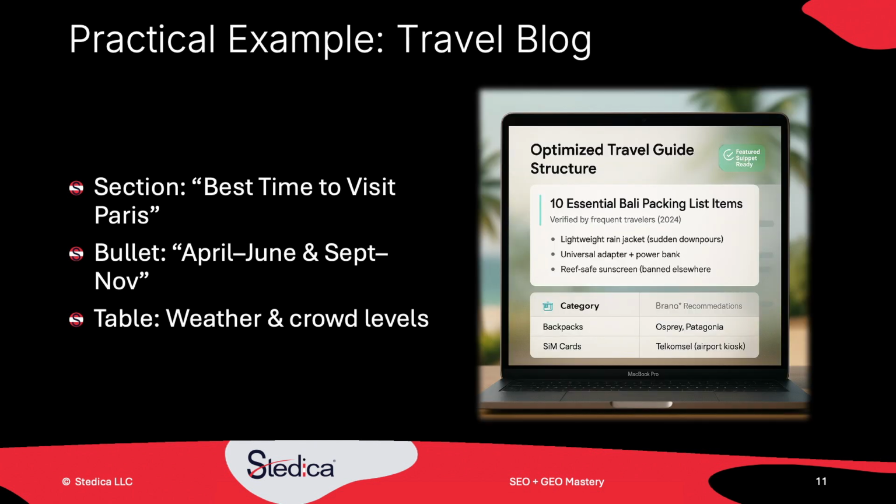Let's say you run a travel blog. You notice that Google's SGE is generating answers for queries like best time to visit Paris. To optimize for this, you can create a dedicated section in your guide called Best Time to Visit Paris. Use clear, direct language. The best time to visit Paris is from April to June and September to November. During these months, the weather is pleasant and the city is less crowded. Use bullet points or a table to make it even easier for AI to understand. Provide a short paragraph explaining why these months are ideal.